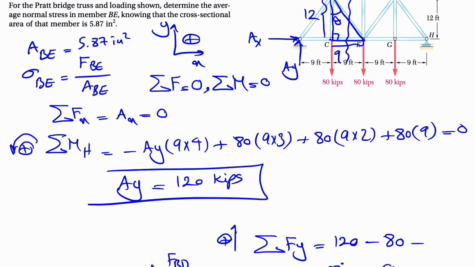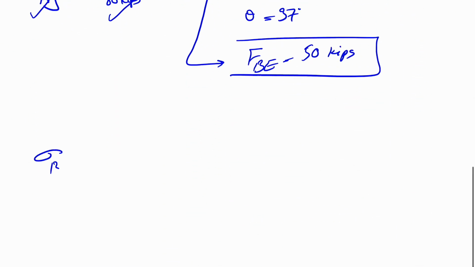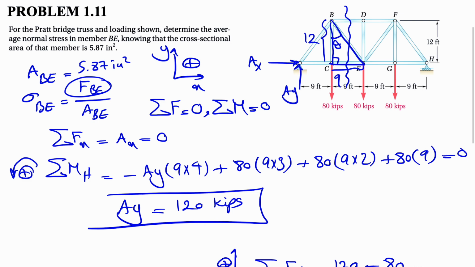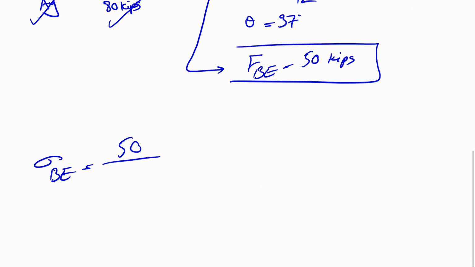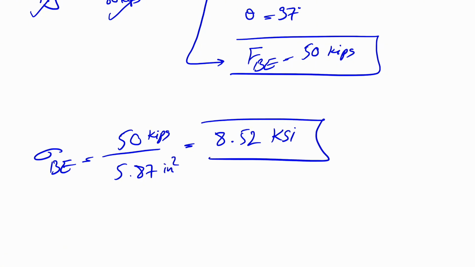Now that we have FBE, we can find our average normal stress, which is basically 50 divided by the area. If we get back here, we have the area of 5.87, and that's going to give us 8.52 ksi, where we have kips over inches squared, which is ksi. And this would be the final answer for this question.